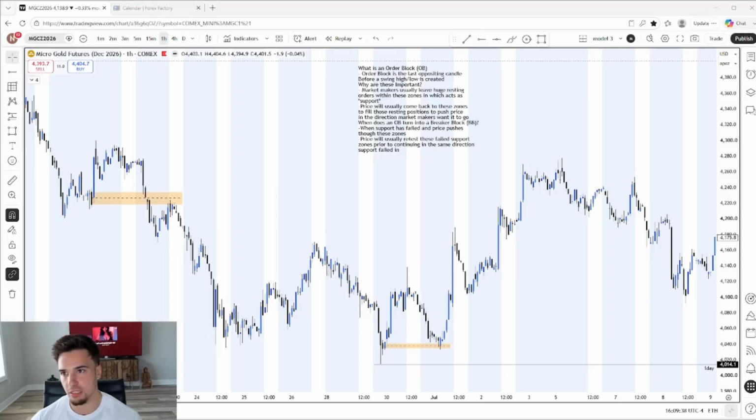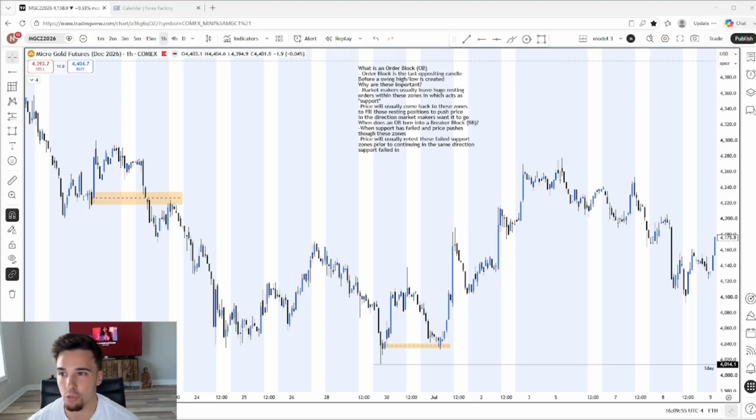All right, in my last video, I went over the difference between fair value gaps and inverse fair value gaps, how to find them, how to locate them, how to mark them out, and how to utilize them in your trading, okay? So today we're going to get into the difference between an order block and a breaker block, okay?